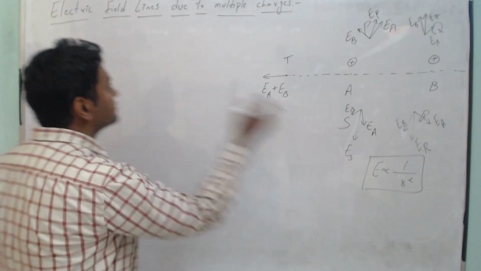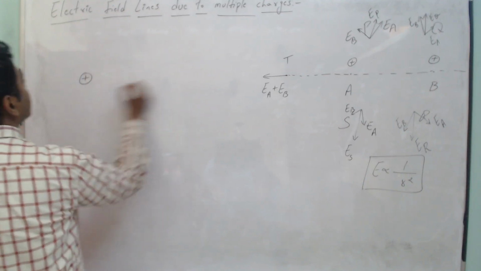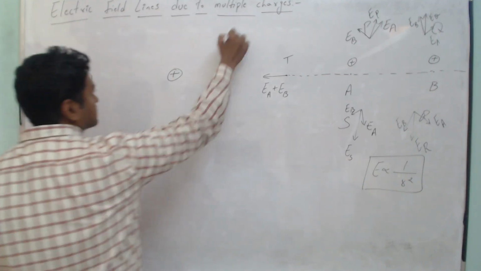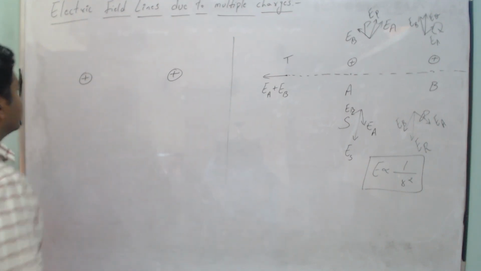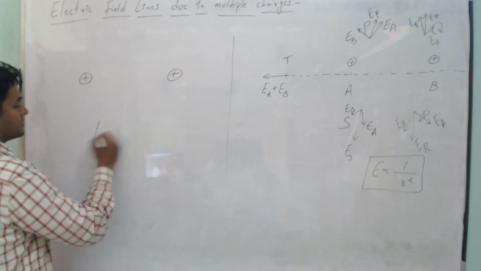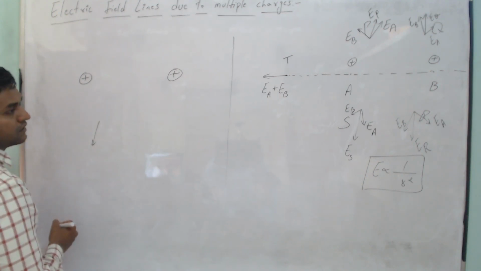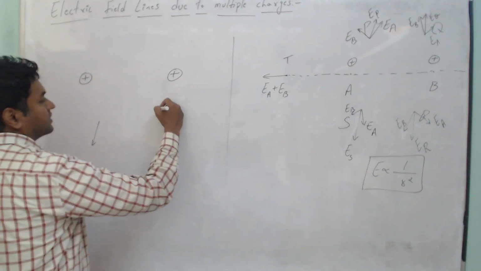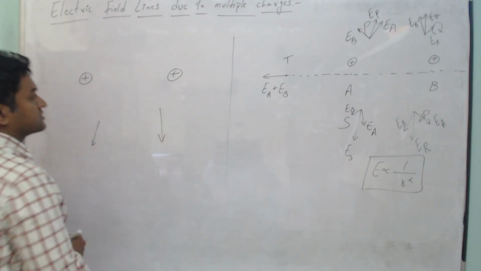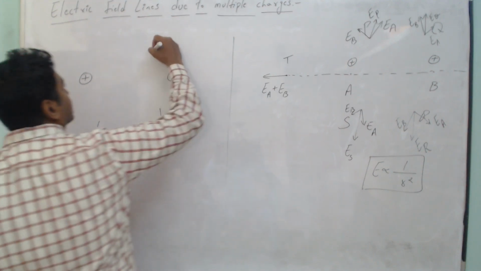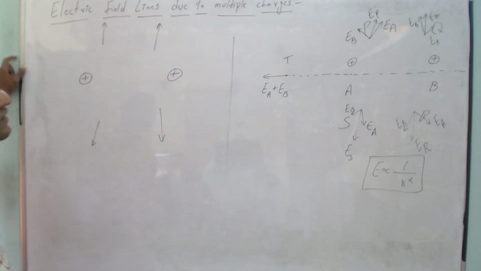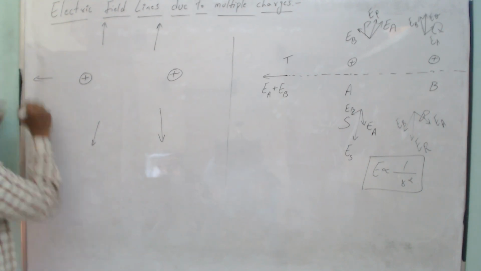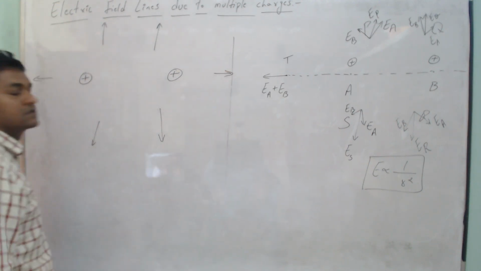Now let me just draw the same thing over here. There are two positive charges, okay? Somewhere over here we are getting the electric field line something like this, and over here something like this, and over here something like this, right? Is this clear? And one more point along the line. So here also we can show something like this, correct?